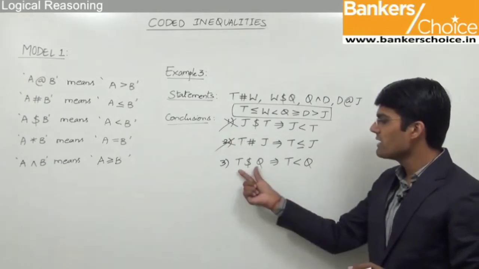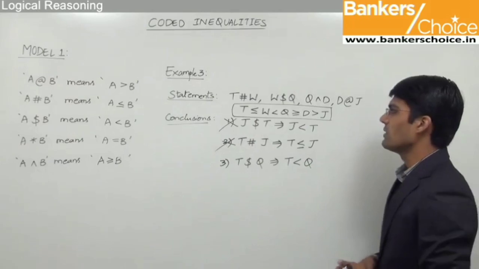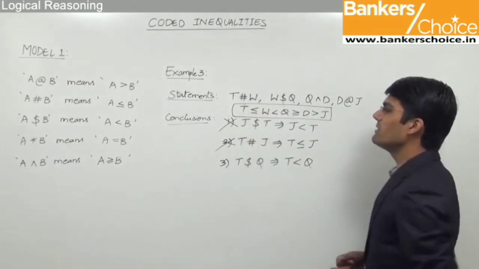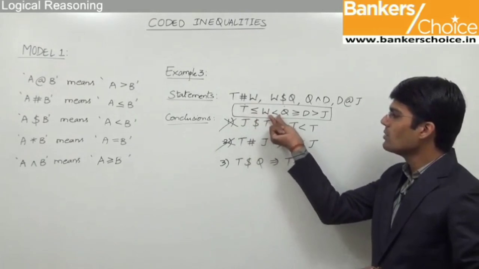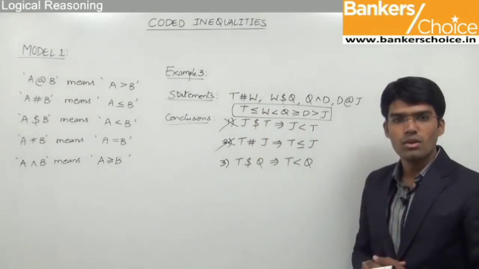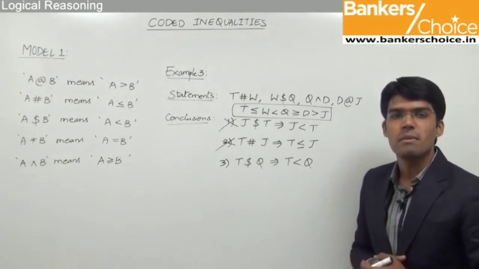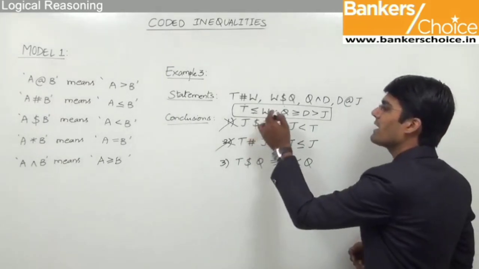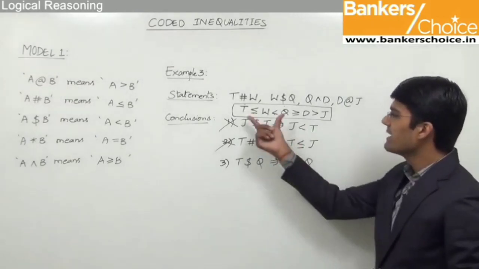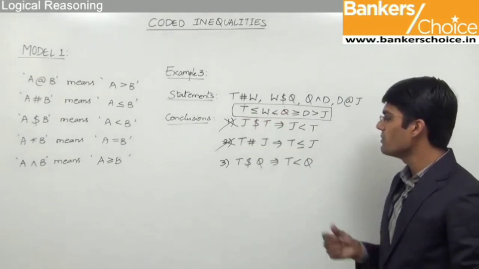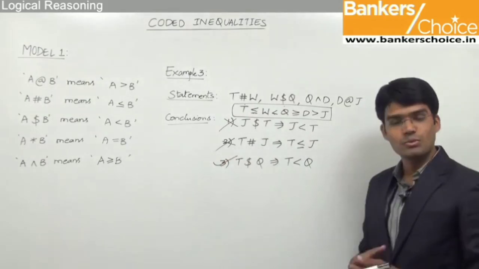And the last conclusion here is T$Q. That is nothing but T less than Q. And by comparing T and Q, we find that the different inequalities between them are less than, equal to, and less than. From rule number 2, we know that whenever we have similar inequalities, we need to consider the minimum common part. So the common part here, which is there in each one of them, is less than. So very clearly, the relationship between T and Q should be T less than Q. So conclusion number 3 is true.